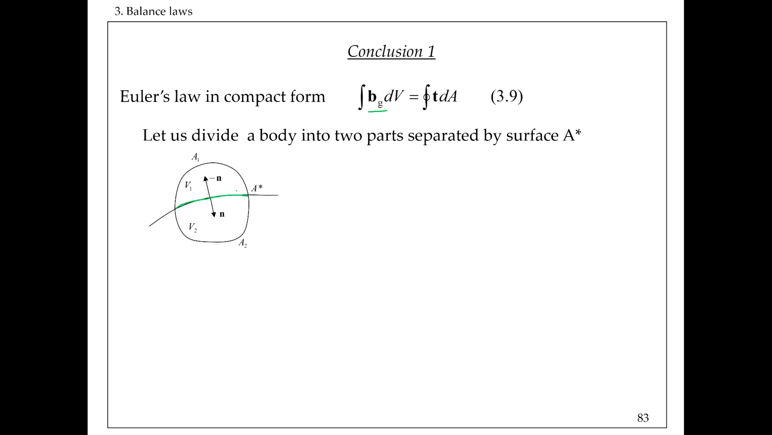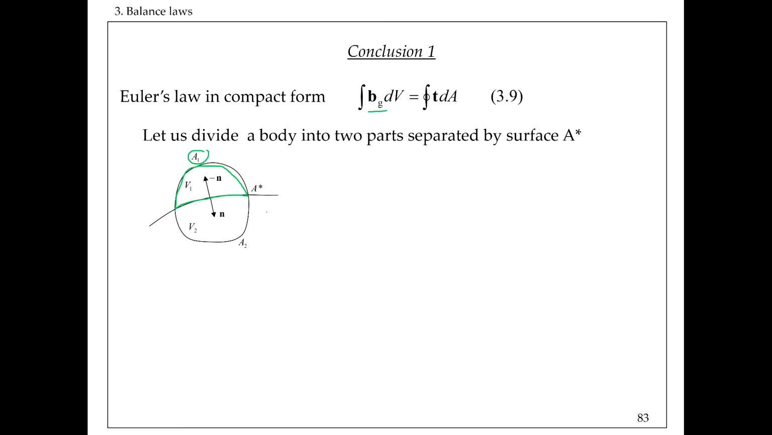Then we can say that Euler's law applies for the first body, the first part of it. We can consider this part. There will be tractions applied on the outer area, our usual area A1, plus the area that is separating it from the second part, which is denoted by V2.